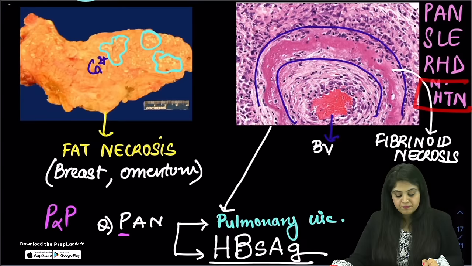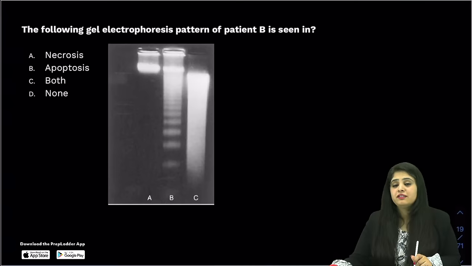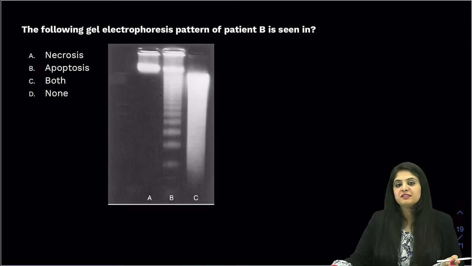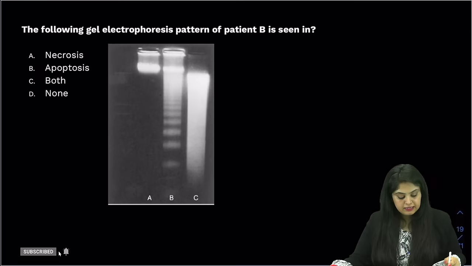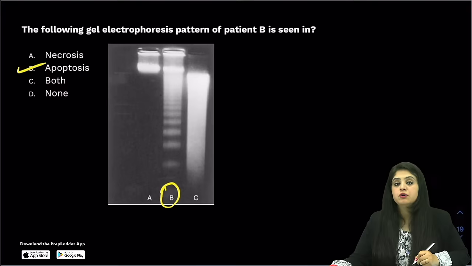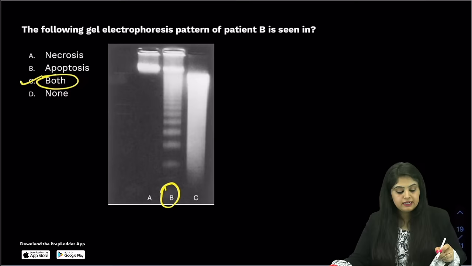Yes, everyone's okay. Now I have to discuss the next question, which is the celebrity question of Telegram. Because every week I have to answer this. Because everyone asks me this question so often. Celebrity question, quickly give me the answer. The following gel electrophoresis pattern that you see in patient B is what? Yes, as soon as you start reading, in excitement, you mark apoptosis, but the correct answer is both. That's why I say it's a celebrity question. So quickly, two, three classical questions.